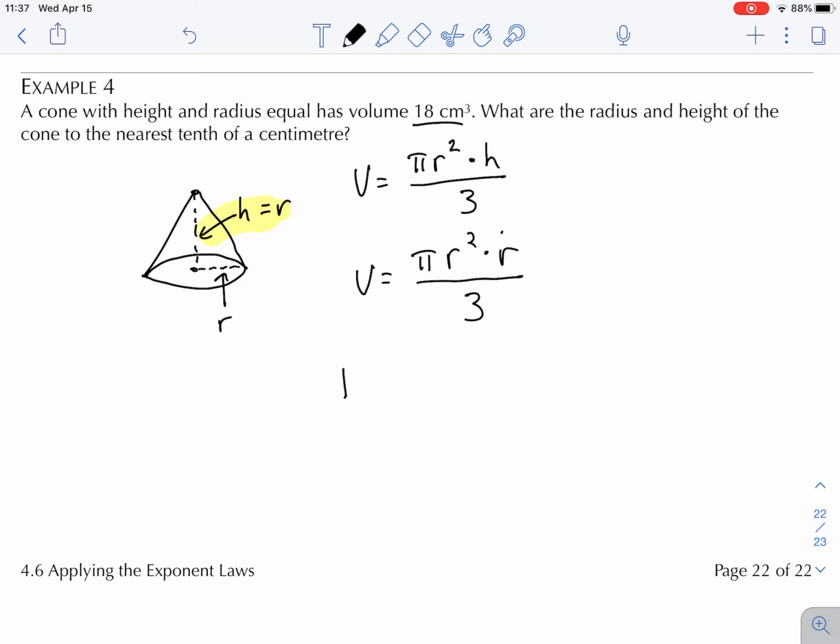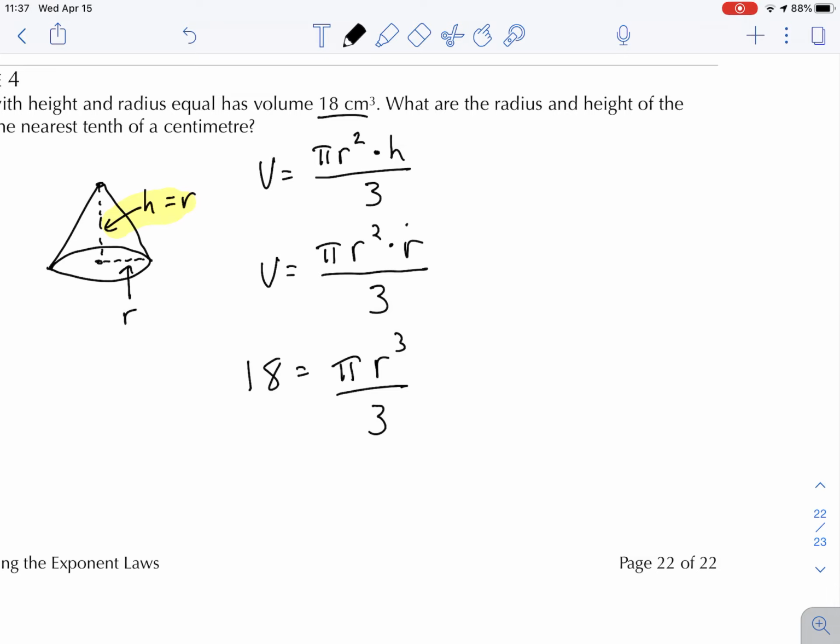Now we only have 1 variable in our question because we know the volume. So let's replace the volume with what we know. 18 is equal to pi times radius cubed divided by 3. Now we need to solve for our radius. To do that, I need to get rid of that 3 from the denominator. So I multiply this side by 3, and I multiply this side by 3. And 18 times 3 is 54.